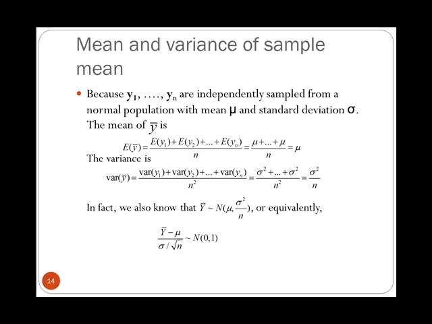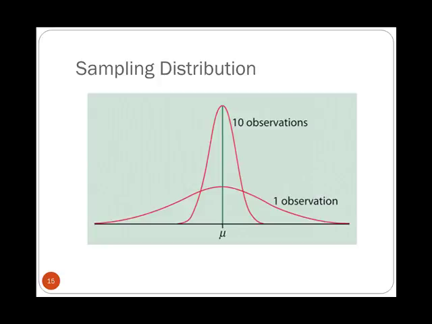Notice as sample size increases, the variance of the sample mean decreases because of the sigma squared over n. This indicates that averaging over many observations is more accurate than just looking at one or two observations. Here we can compare the sampling distribution of the sample mean when sample size is 1 versus sample size is 10.